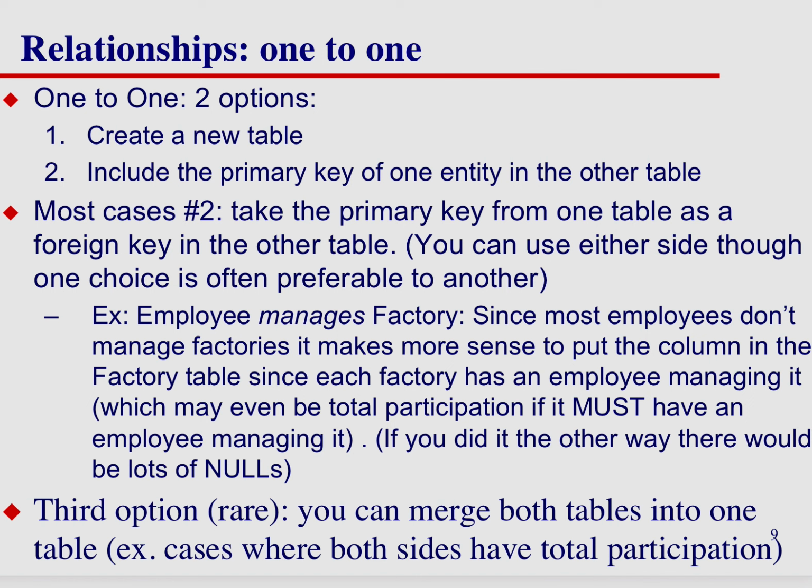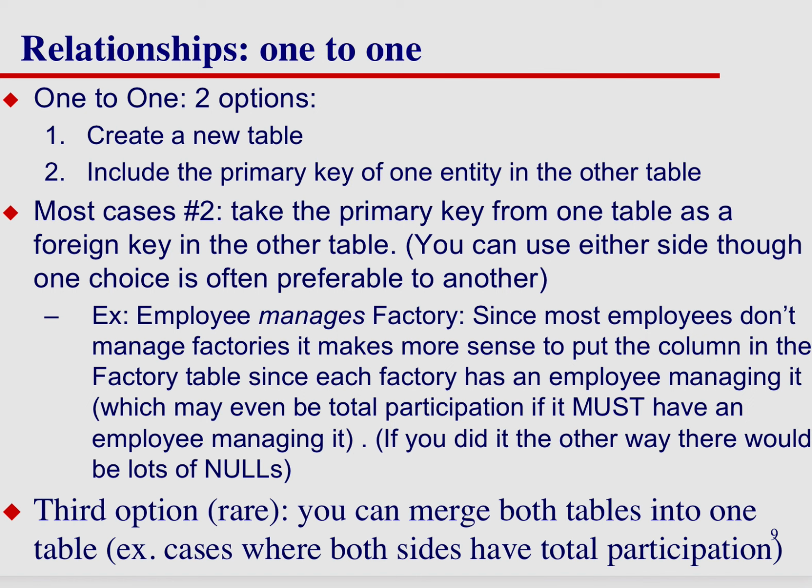In theory, you can use either side. It's one-to-one. It's not one-to-many. But usually you use your common sense and even a little more than common sense. But let's give you an example. Employee manages a factory. Since most employees don't manage a factory, some employees, but not every employee manages a factory, but some of them do. Well, since some of them do, but not all of them do, it makes more sense for the employee to be in the factory table, because every factory has a manager. So it makes more sense to put it there since every factory has a manager.